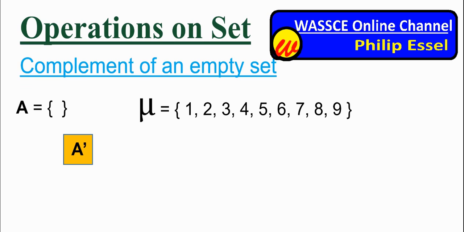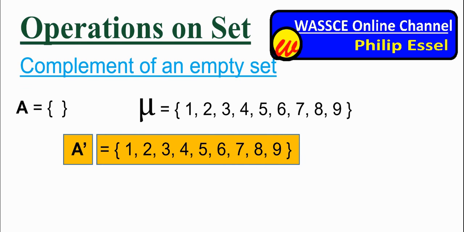So if there is nothing to cancel out, what it means is that the entire element of the universal set would have to be the answer. Therefore, A complement is equal to {1, 2, 3, 4, 5, 6, 7, 8, 9}, the same elements as the universal set. Remember, they should all be in curly brackets. Therefore, we can say that the complement of an empty set is always equal to the universal set.